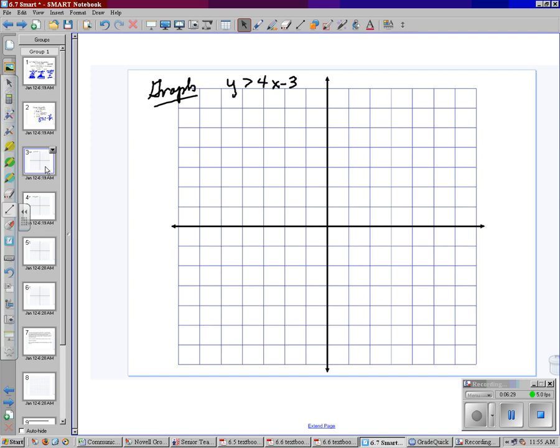Okay, I'm hearing two different answers. I'm hearing both solid and dashed. Dashed, why? Because it's just a greater than. It's not a greater than or equal to.